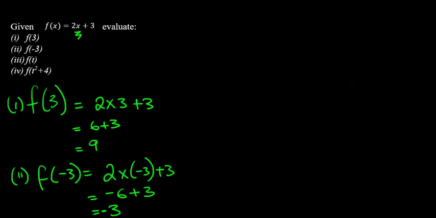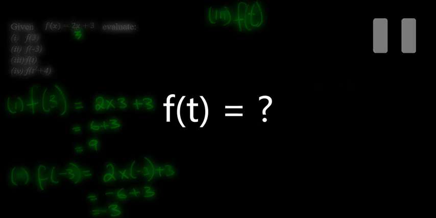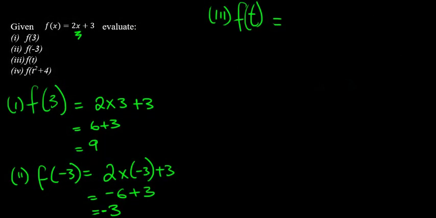Now for the third question, for f of t, could you tell me what that output is going to be? Well, just like everything else, wherever I see x, I put my input. So now my input is t. It means wherever I see x, now I'm going to put t. So that's going to be 2t plus 3. And I couldn't do anything further here because these are unlike terms.